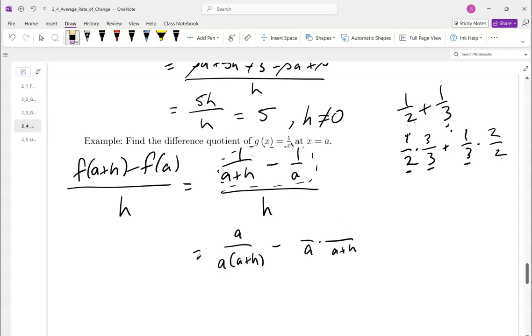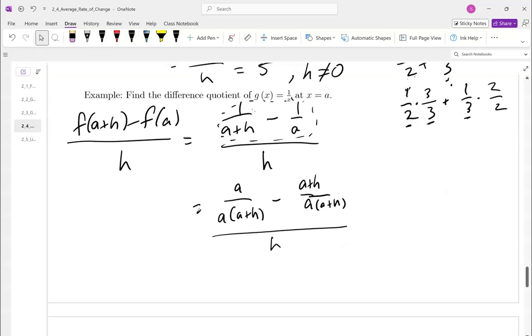So let me rewrite it this way. The first fraction I multiply by a over a. The second fraction we multiply by a plus h over a plus h, still all over h. What do you get now when you combine the two fractions? h over a times a plus h.